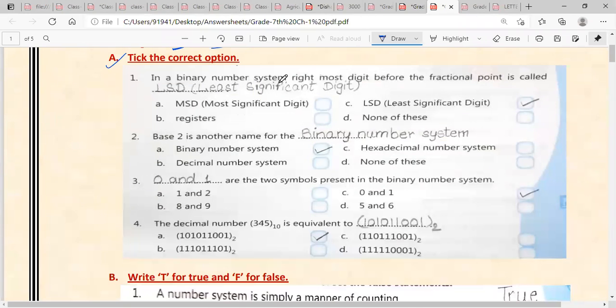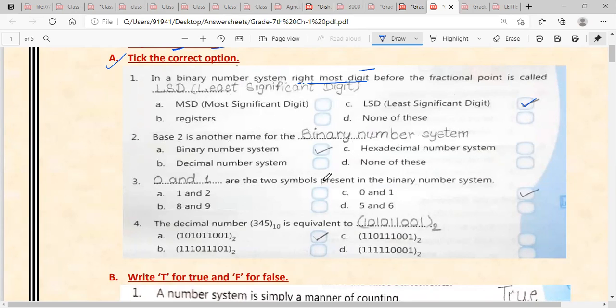In the binary number system, the rightmost digit before the fractional point is called dash. The rightmost digit is called the least significant digit. Okay, the base 2 is another name for the binary number system. What base do we take in case of binary? We take 2. Okay, so the answer is binary number system.